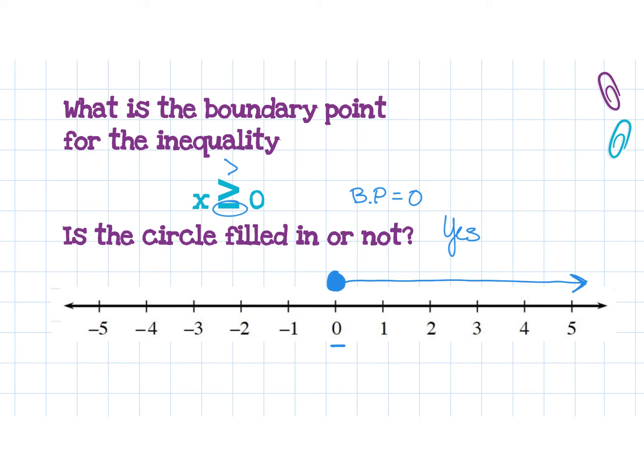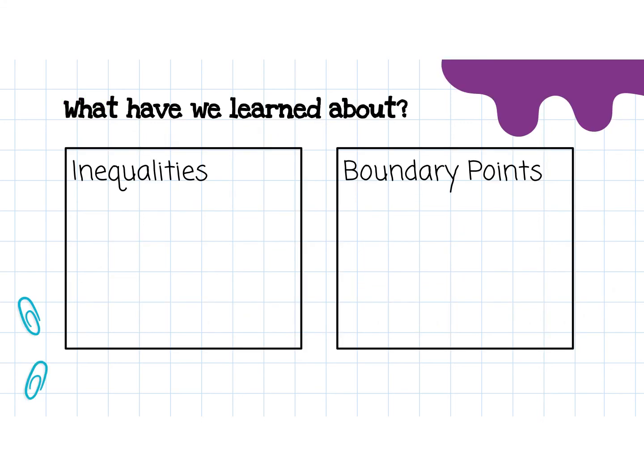How did you do? I hope you did great. Let's take 1 second to review. Okay, what have we learned about so far today? Well, we've learned about inequalities. We now have 4 of them. If you include the equals, it's 5. We have less than or greater than. We have less than or equals to, greater than or equals to, and we have equals.